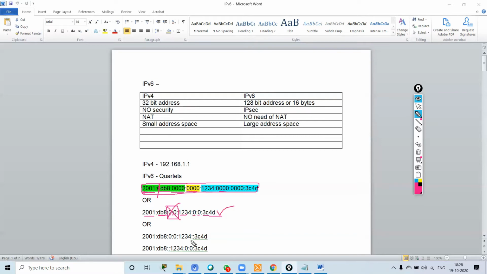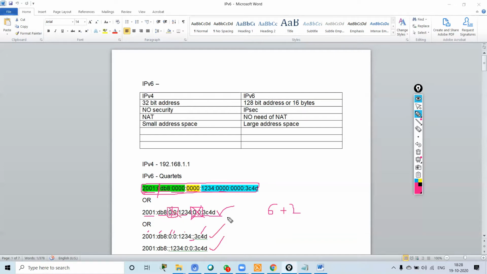Or, if I have continuous 0 quartets, I can remove them and just write a double colon. See what I've done over here. These are 2 continuous 0 quartets. I have removed them and just written 2 colons. Now how will the device come to know? The device will count how many live quartets there are: 1, 2, 3, 4, 5, and 6. 6 live quartets are there and the total is 8, so it will come to know that the remaining 2 quartets are 0. Either you can write it in this way or in this way.